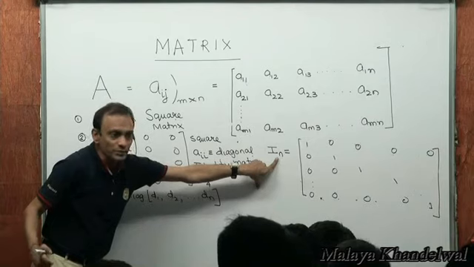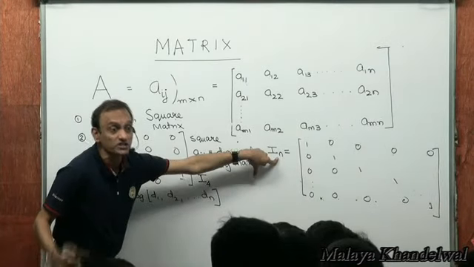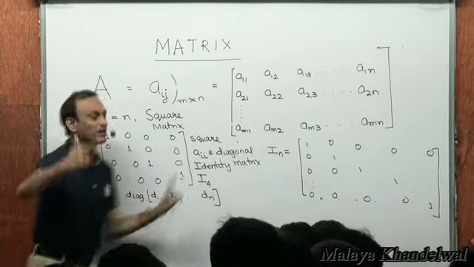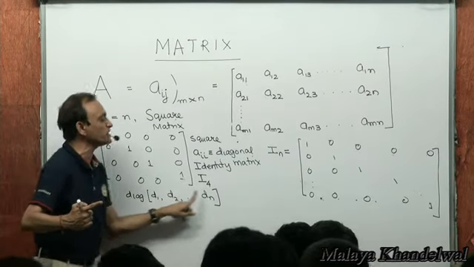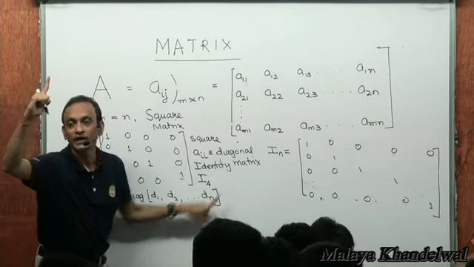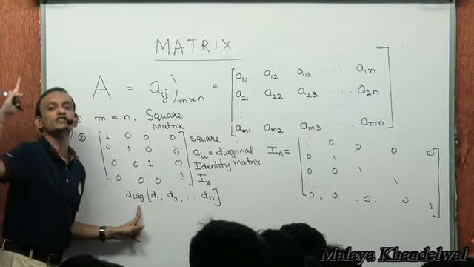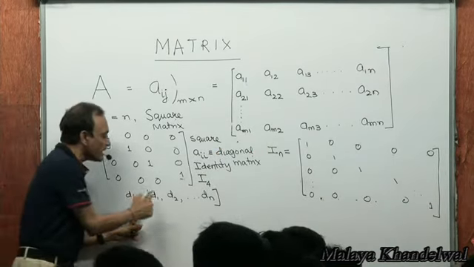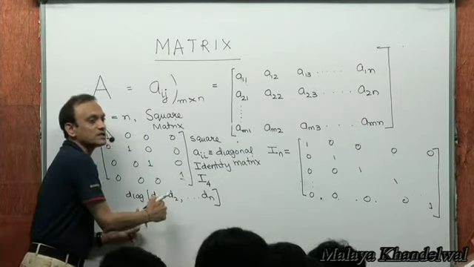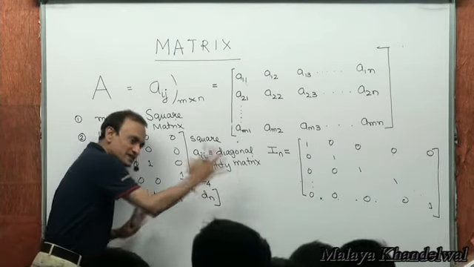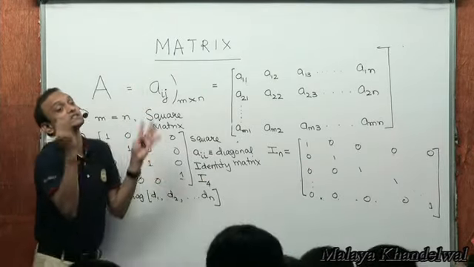So a unit matrix or an identity matrix is a special case of a diagonal matrix where D1 equals D2 equals Dn equal to 1. A diagonal matrix has elements in its diagonal, in general D1, D2, Dn, say, and the rest of the elements are 0.